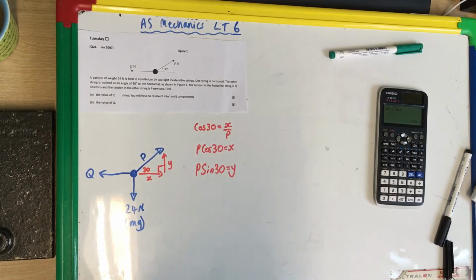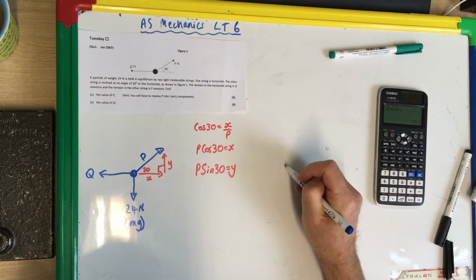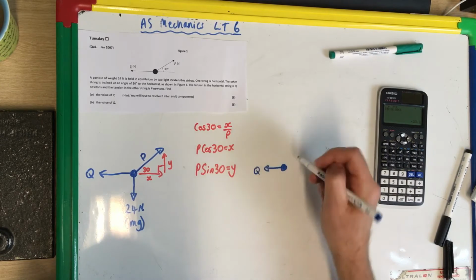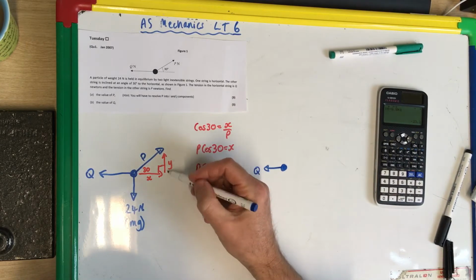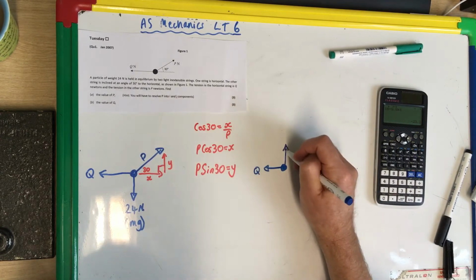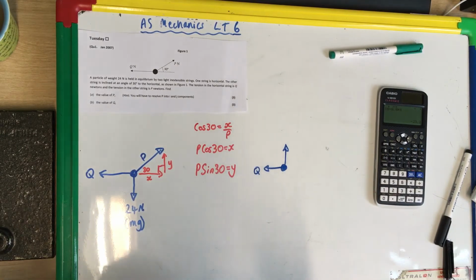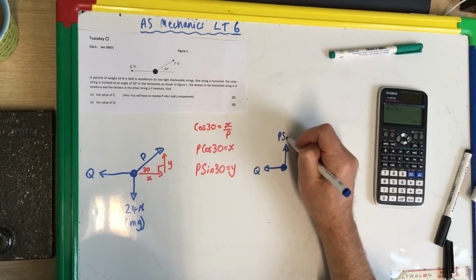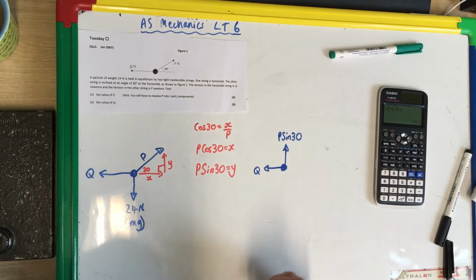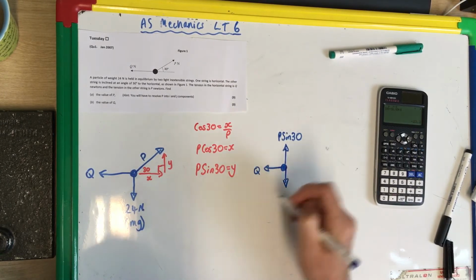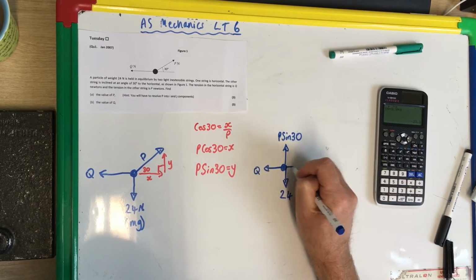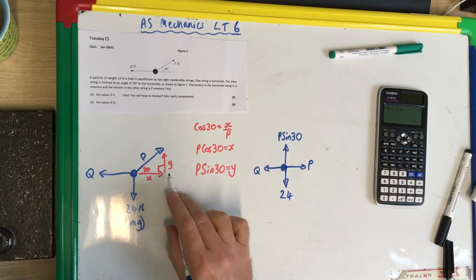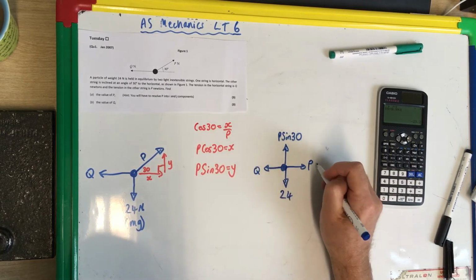Now I've got that, I'm going to redraw that diagram. There's a diagram, that is Q. Now this here, this vertical force, I'm going to put there, okay? And that vertical force is P sine 30. This way is 24, and that way is P, the horizontal force here, which is P cos 30.